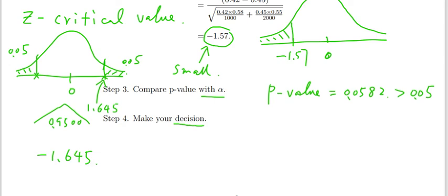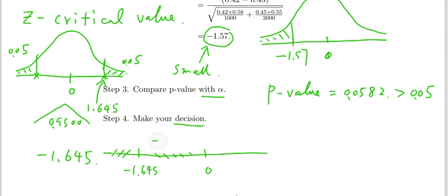So we use this number to judge. Let's see, big number, small number. Here is 0, and here is negative 1.645. Those numbers are quite far away from 0, and those numbers are close to 0.